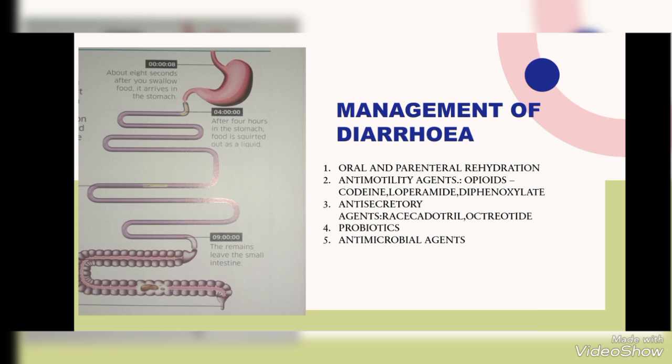Management of diarrhea. The following categories of drugs are used for the management of diarrhea. They are oral and parenteral rehydration, anti-motility agents. Usually we are using opioid category of drugs like codeine, loperamide and diphenoxylate. Third one, anti-secretory agents. They include racecadotril and octreotide. Fourth one is probiotics and the last one is antimicrobial agents.